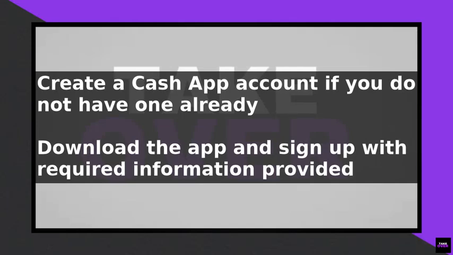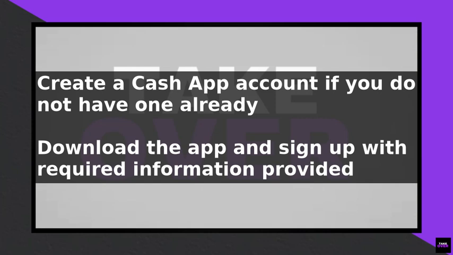To transfer funds from Bitcoin to Cash App, you need to follow a series of steps. First, you must have a Cash App account and a Bitcoin wallet. If you do not have a Cash App account, download the app and sign up by providing the required information. Next, ensure you have a Bitcoin wallet with a sufficient balance.